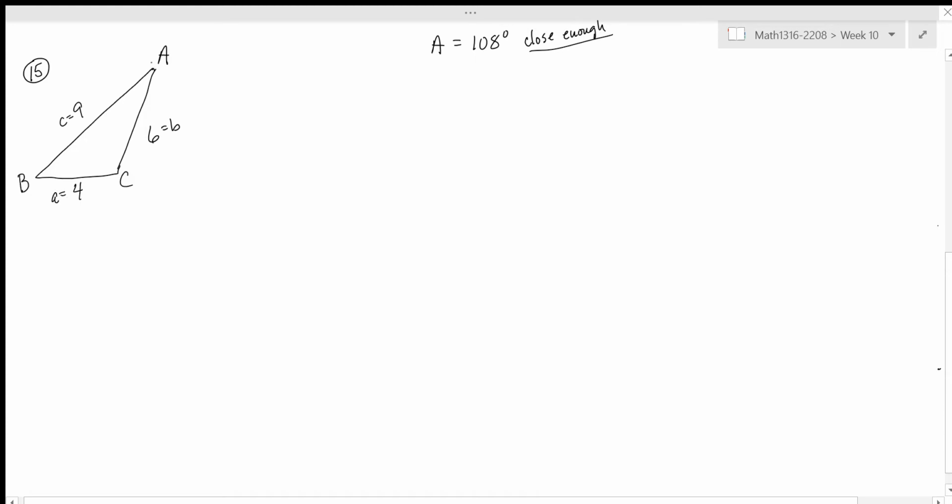And can everybody see that we do have a side setup? All sides are given. I don't know any angles. Which angle would you like to find first? You want to find them in alphabetical order? You want to find them in order from biggest to smallest, smallest to biggest? Reverse alphabetical order? You got a lot of choices, okay? All right, so which angle you want to find first? Okay, good. We'll find C first.